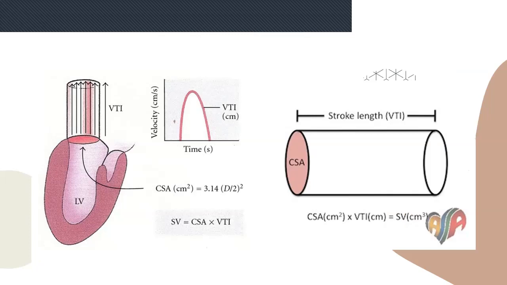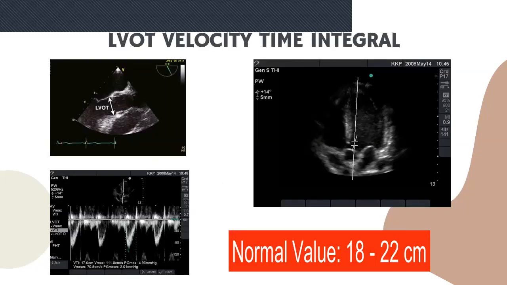So technically your stroke volume just equals your velocity time integral. You don't have to keep counting your cross-sectional area. So that's why we do the VTI. We just have to look at the VTI, pre-bolus and post-bolus, and we can tell whether the stroke volume increases or not.